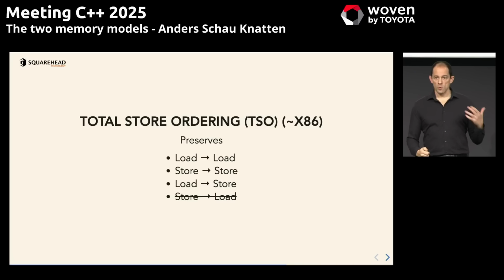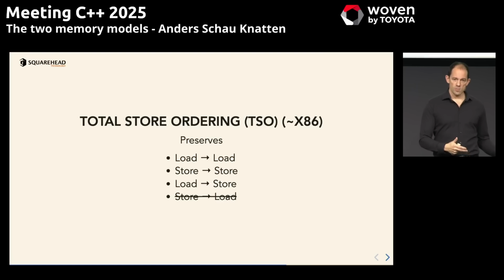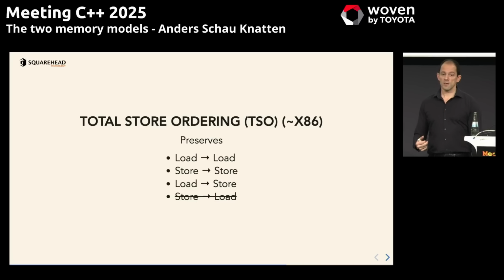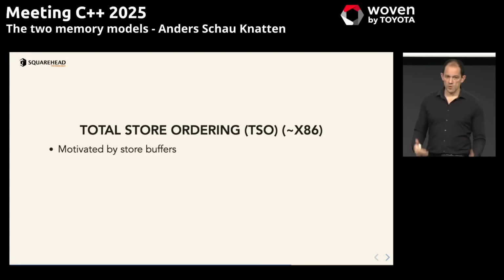This is also known as total store order. That's the academic term. x86 doesn't actually document the memory model, so you can't really know. But academics say, well, we think it's TSO, so we just treat it like that. And they're probably right about this. But what they both say is that if there's a store before a load, you can actually delay the store a bit. And this is motivated by store buffers.